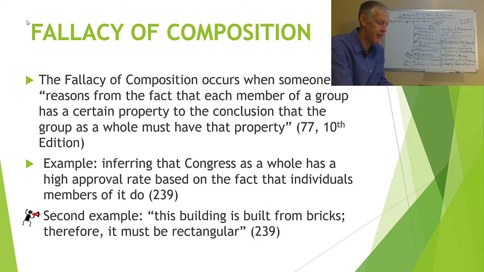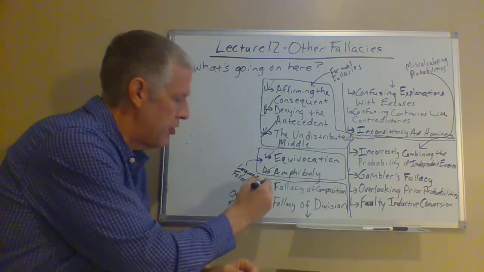I like their second example, which I believe is new to this edition, from page 239. Quote, this building is built from bricks, therefore it must be rectangular. So this person is inferring that just because each of the bricks comprising the building is rectangular, the building as a whole must be rectangular. But that doesn't follow. You can still have a differently shaped building using rectangular bricks. So again, that was the fallacy of composition.